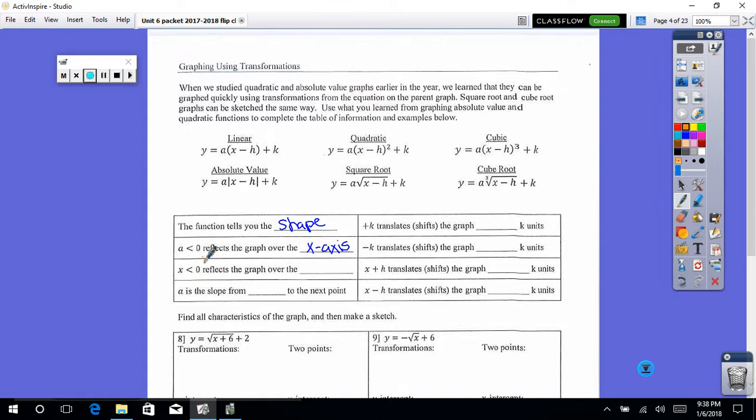Okay, if the x is less than 0, so if I put a negative in front of these little x's inside of the equation itself, then it flips it over the y-axis. Okay, it basically makes it have y-axis symmetry if we're sitting at 0, 0. So it would take it and flip it from the right side of the graph to the left side. Okay, a, the one that's either positive or negative, is the slope from the vertex to the next point.